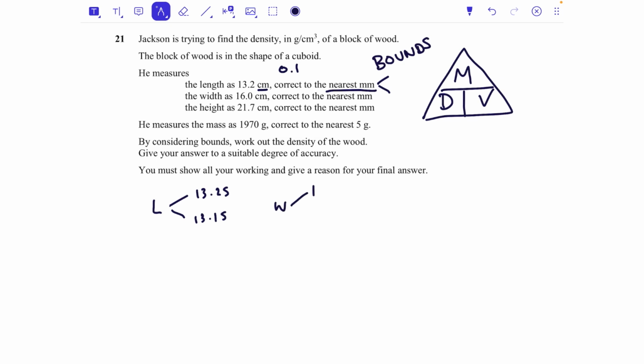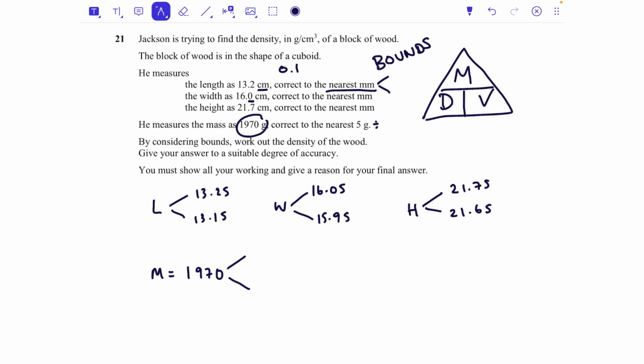The width is going to be 16.05 and 15.95. So see, even though it's a 0, that has been rounded to the nearest millimetre, so we still need to go 0.05 above and below. And then the height is 21.75 and 21.65. And the mass is 1,970, correct to the nearest 5.